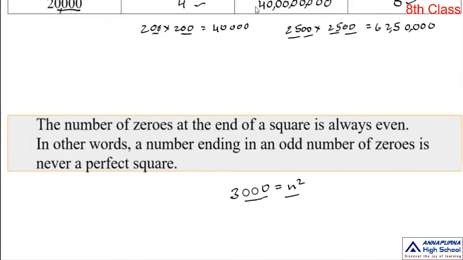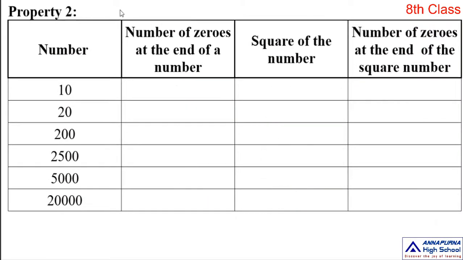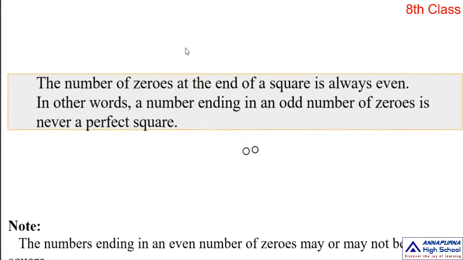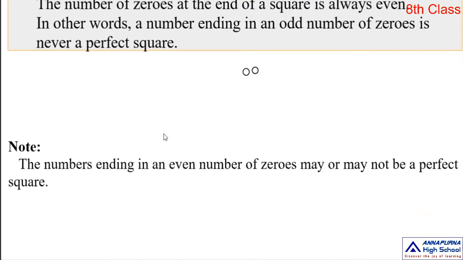Okay, let's come to the second property. What is the second property? The number of zeros at the end of a square is always even. In other words, a number ending in an odd number of zeros is never a perfect square. Here the important note is that numbers ending in an even number of zeros may or may not be a perfect square. Okay, so this is the second property.